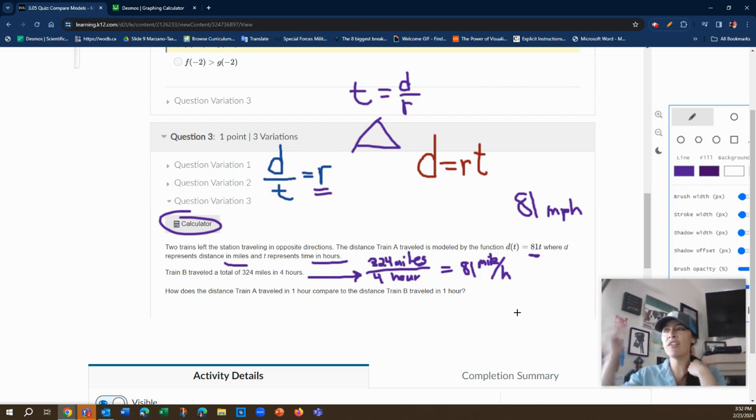All right, so now they're both going the same speed. So after an hour, what will their distances be comparatively speaking? Hopefully you said the same. And if not, just think about that for a minute. If you're going 81 miles per hour and you travel 1 hour, how far did you go? 81 miles. And if that doesn't make sense, just take a second to think about it.